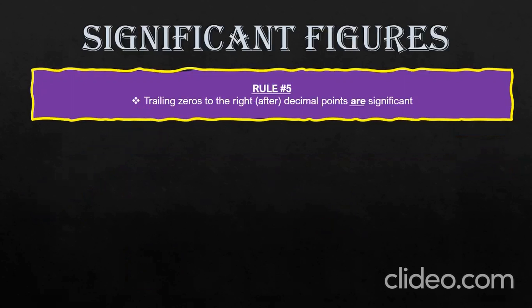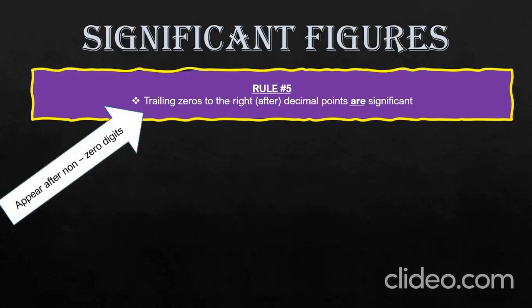Next, we have to establish that trailing zeros to the right, or after decimal points, are significant. Remember that trailing zeros are those that come after non-zero digits. These trailing zeros become significant if they also come after decimal points. So let's take, for example, 25.0. This 0 follows non-zero digits, so it is a trailing 0. However, it comes after a decimal point, so it is significant. And so 25.0 has 3 significant figures.